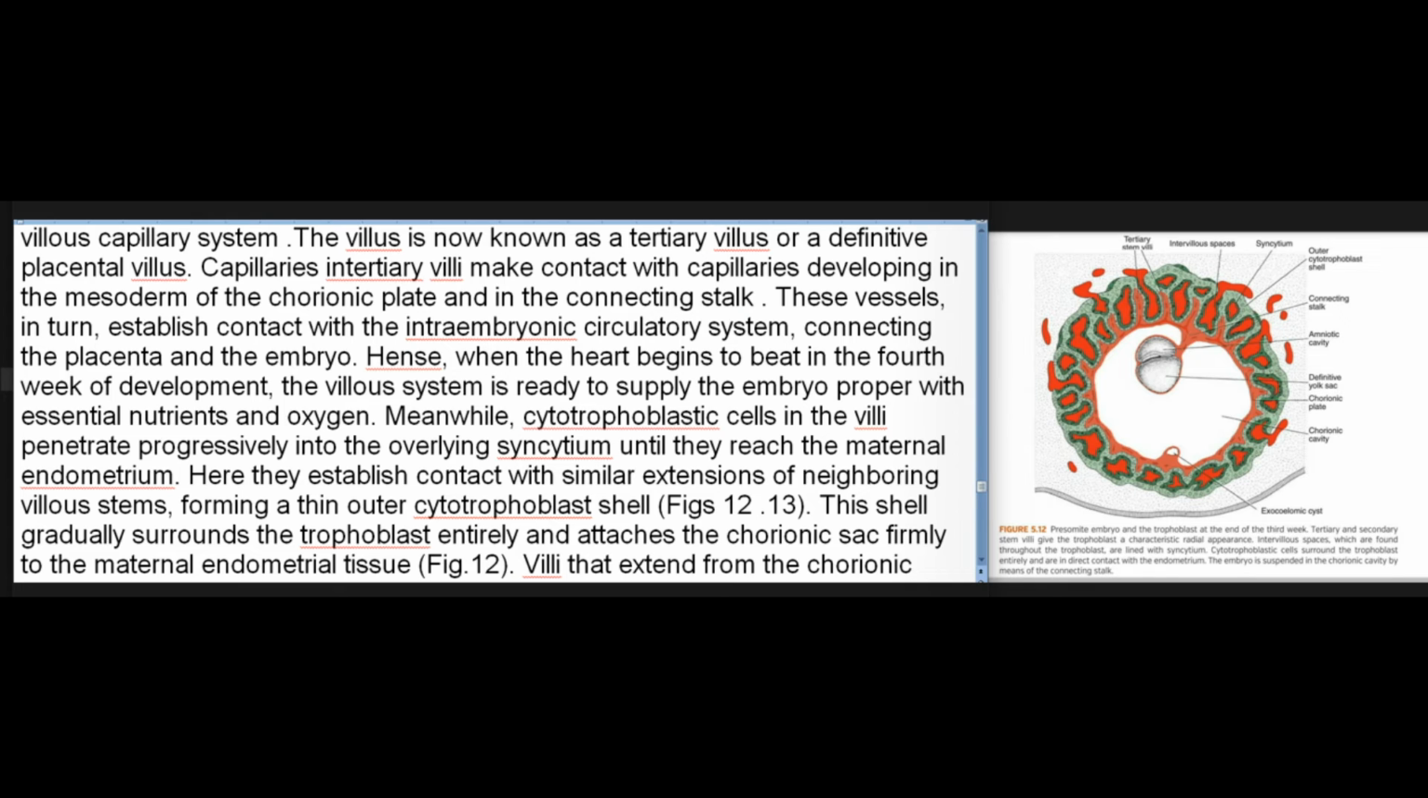Capillaries in tertiary villi make contact with capillaries developing in the mesoderm of the chorionic plate and in the connecting stalk. These vessels, in turn, establish contact with the intraembryonic circulatory system, connecting the placenta and the embryo. Hence, when the heart begins to beat in the fourth week of development, the villus system is ready to supply the embryo proper with essential nutrients and oxygen. Meanwhile, cytotrophoblastic cells in the villi penetrate progressively into the overlying syncytium until they reach the maternal endometrium. Here they establish contact with similar extensions of neighboring villus stems, forming a thin outer cytotrophoblast shell, Fig 12.13.